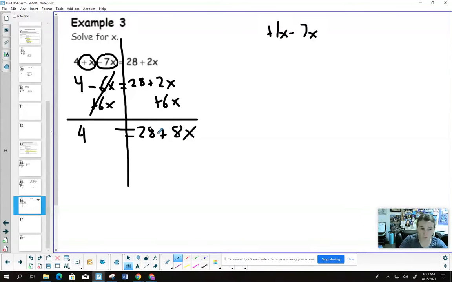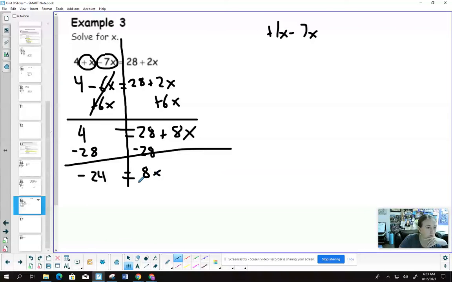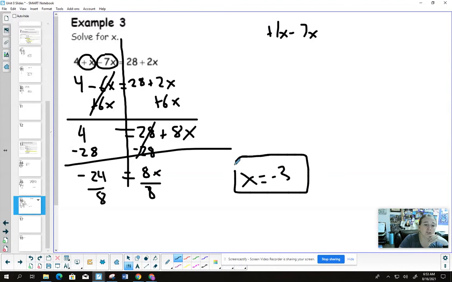And then once again, this becomes a normal equation for us to solve. We should subtract the 28 first, which gives us negative 24 equals 8x. We should, because again, that's gone, divide the 8 away. You should have gotten x equals negative 3. If you did not get x equals negative 3, you made a mistake somewhere. Even if you decided to move the 2x first, then you made a mistake somewhere. Does not matter what you do first as long as you do the correct things. There are lots of correct things to be done.